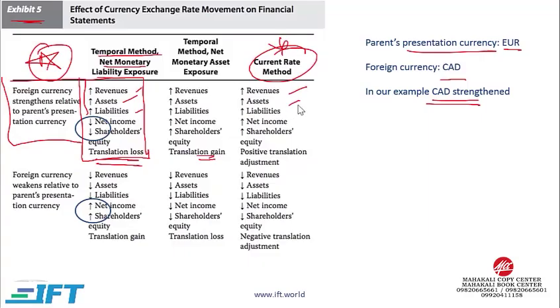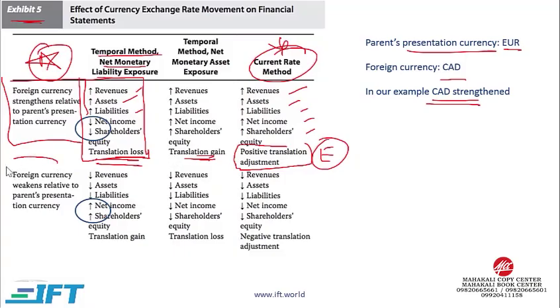So all these numbers are going up. The revenue is higher because the exchange rate went up, assets higher, liabilities higher, net income higher, shareholder equity higher, and the translation adjustment would be positive. This translation adjustment, however, shows up directly in the equity part of the balance sheet. Whereas with the temporal method, the translation loss or gain shows up in the income statement.